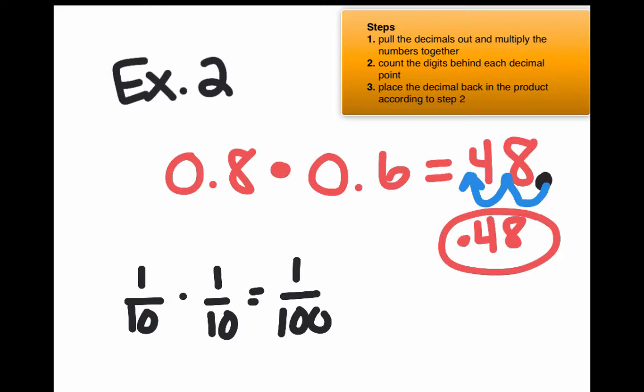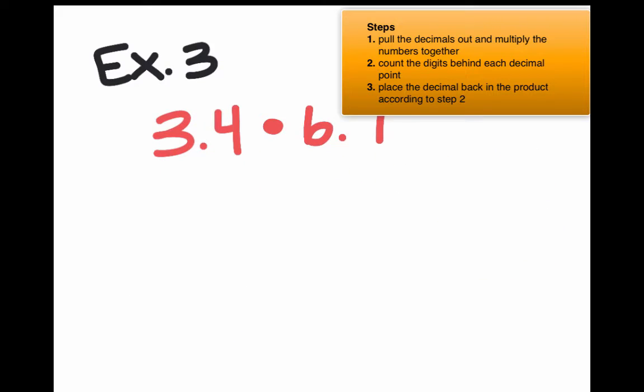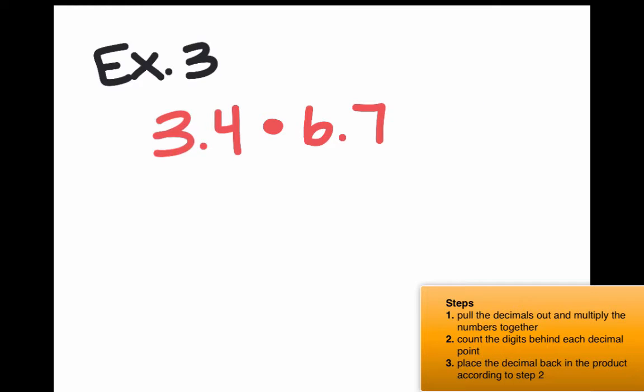Let's go ahead and let's look at example 3. Example 3, pull the decimals out and multiply the numbers together. Let's do that right now in our notes. We're going to pull those decimals out and we're going to multiply the numbers like they're whole numbers. If I pull this decimal out, the number would look like 34. So I'm going to write 34. If I pull this decimal out, the number would look like 67.